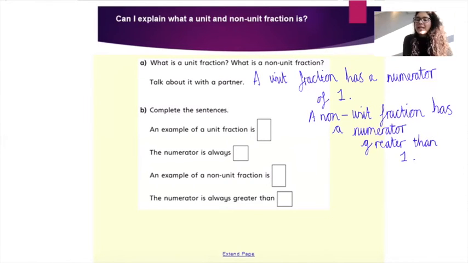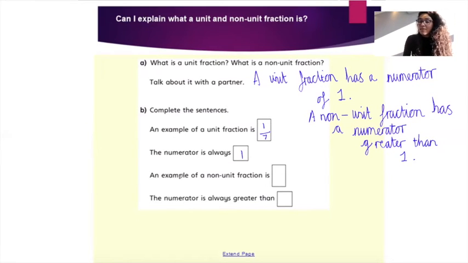Part B, complete the sentences. An example of a unit fraction is, what would you say is an example of a unit fraction? Your answers can be very different to your partner's or to somebody else's answers, so don't worry if they're different. I would say, just off the top of my head, 1 out of 7 is an example of a unit fraction, because the numerator is always 1. So it's easy to come up with an example for that.